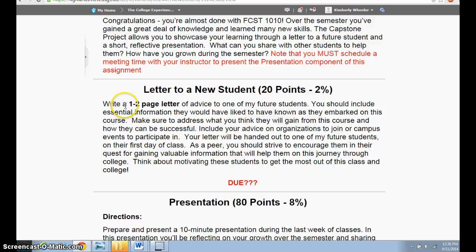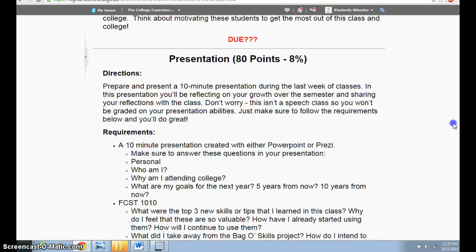The letter to the new student: write a 1 to 2 page letter of advice to a future student. However you want them to format it, they can format it in MLA style, double space, Times Roman, whatever you want them to do. They just need to answer all the questions in this prompt. Underneath is the capstone presentation.